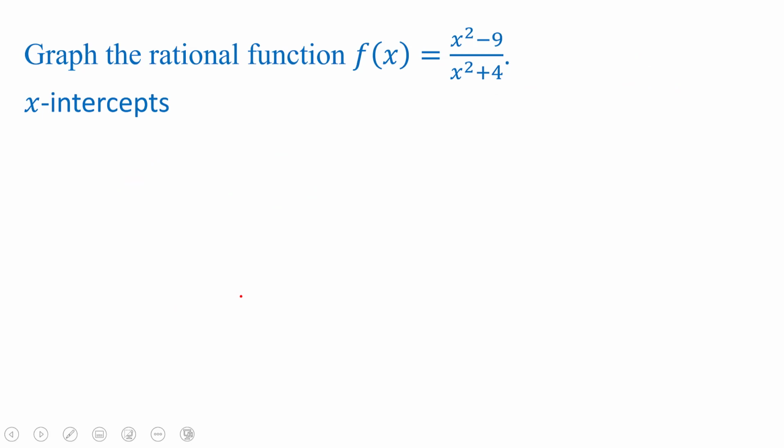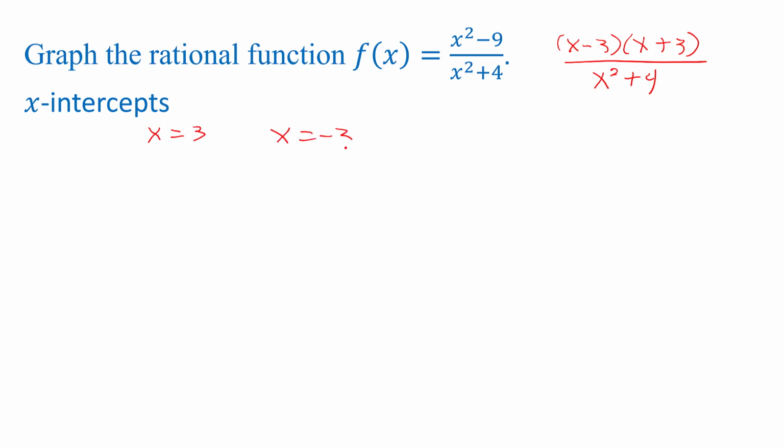Then, how about x-intercepts? Well, again, let's look at f of x in its factored form, x minus 3 times x plus 3 over x squared plus 4. And the x-intercepts occur when f of x is set equal to 0, which would be when x minus 3 or x plus 3 is equal to 0. X-intercepts then will occur when x is equal to 3 or x is equal to negative 3, at the points on the graph (3, 0) and (negative 3, 0).